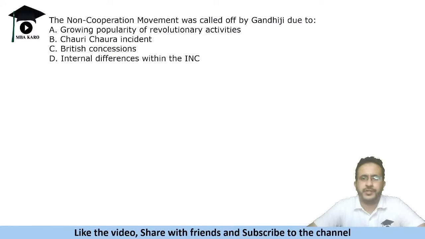The non-cooperation movement was called off by Gandhiji due to. So when was the non-cooperation movement stopped? Which incident? Which of these incidents?